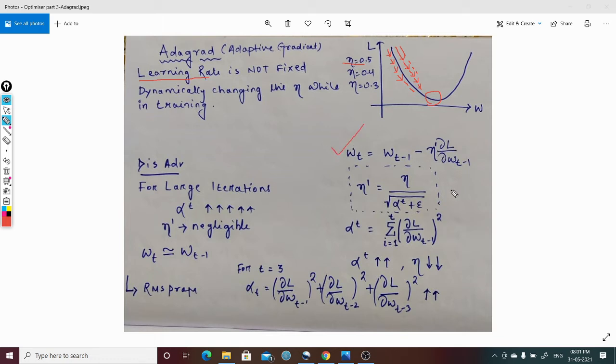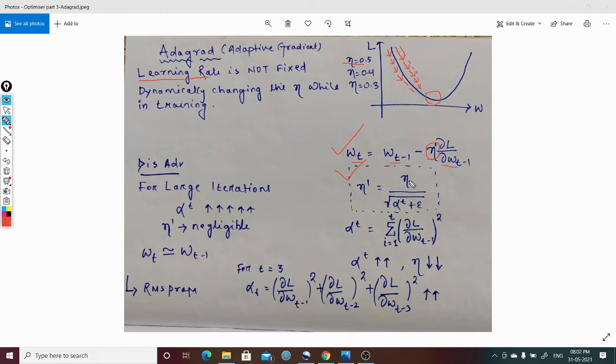This is the optimizer formula: this is the new weight and this is the old weight, minus eta dash, that is the new learning rate we are taking, times the same derivative of the loss with respect to the old weight. So what are we changing in the formula? This is the new learning rate that we are going to apply in our traditional weight optimization formula.